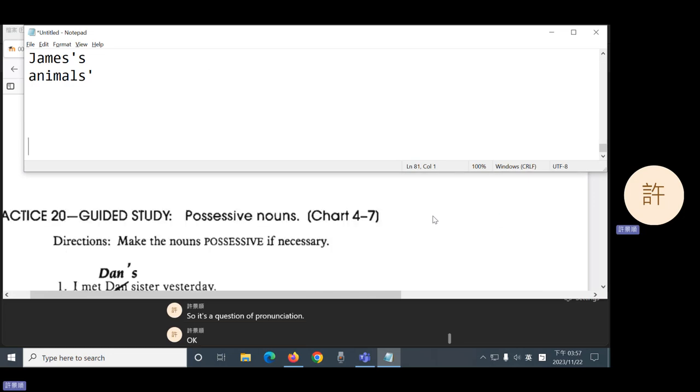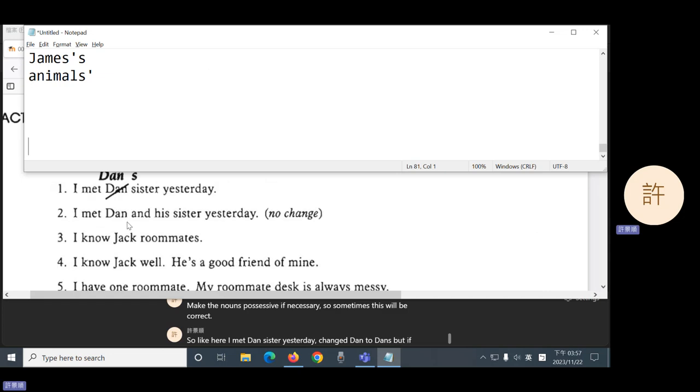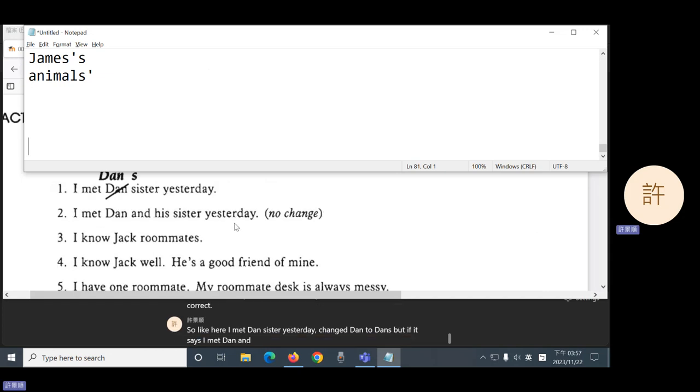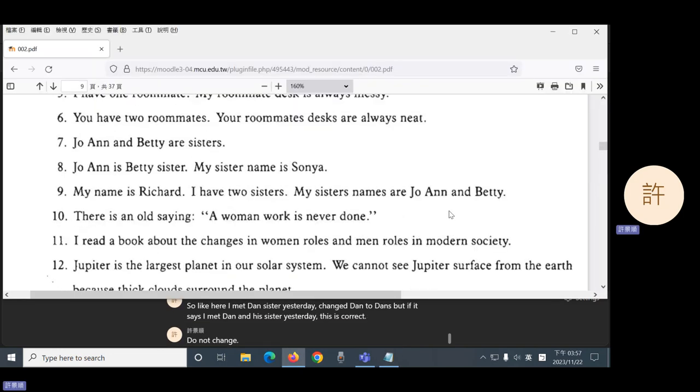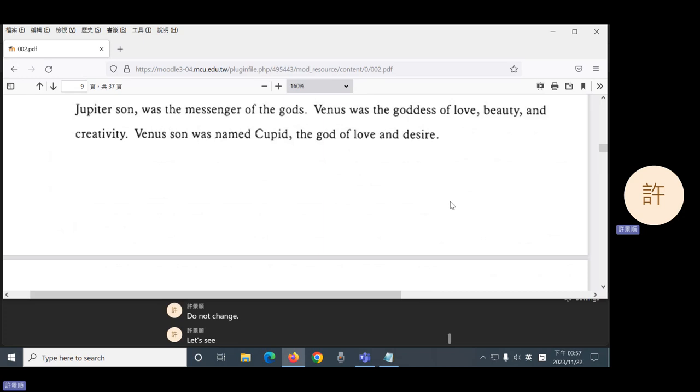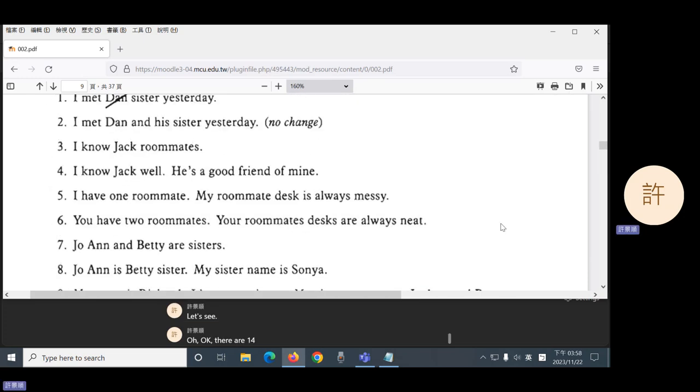Okay, page 9. Make the nouns possessive if necessary. So sometimes this will be correct. So like here, I met Dan's sister yesterday, change Dan to Dan's. But if it says I met Dan and his sister yesterday, this is correct, do not change. Let's see. Oh, okay, there are 14. So I'll give you 7 minutes.